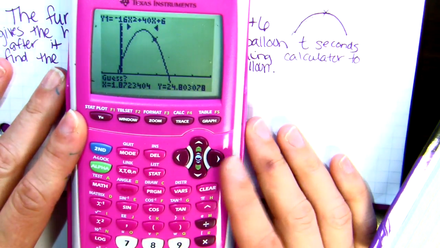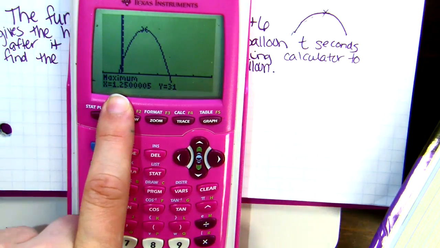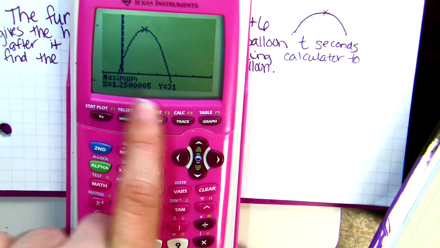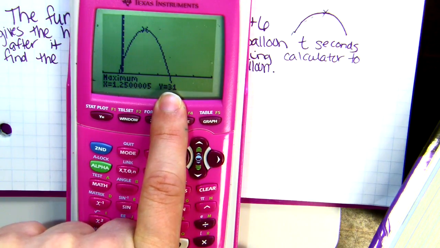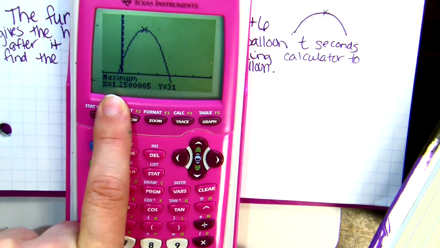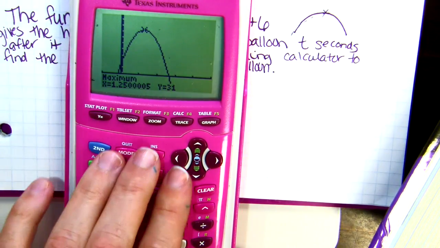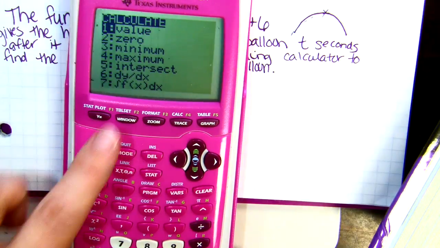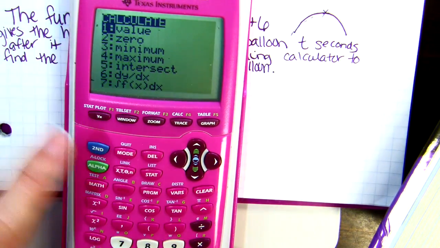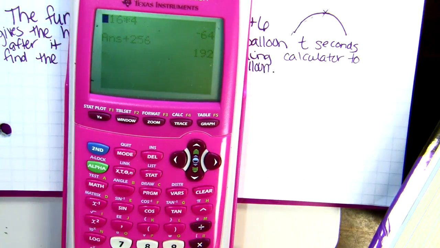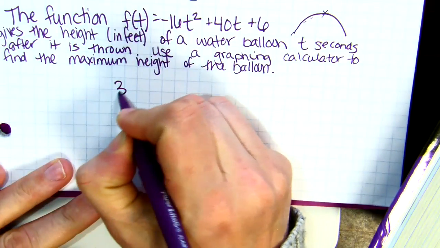I don't even know why it bothers with that, but anyway, push enter, and I see that at 1.25 seconds we have a maximum of y equals 31. So the water balloon is 31 feet above the ground after 1.25 seconds. So that's how I use my calculator to find maximums. And obviously, if this graph were facing the other direction, I would do the exact same thing, but just using minimum instead of maximum. So that is how you're going to use your calculator. So I'd say 31 feet.